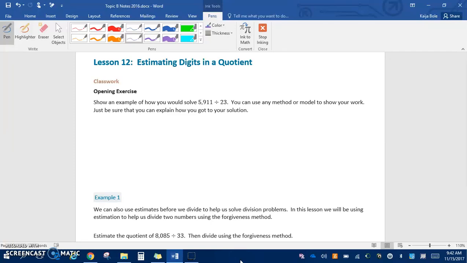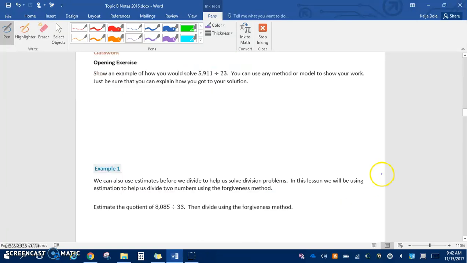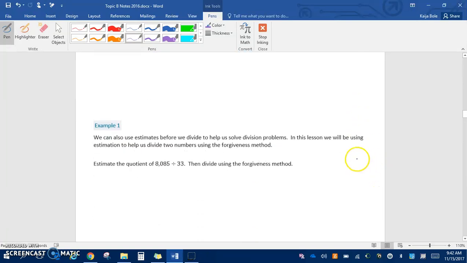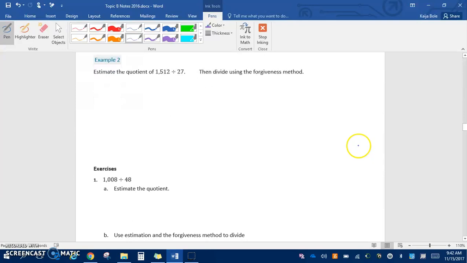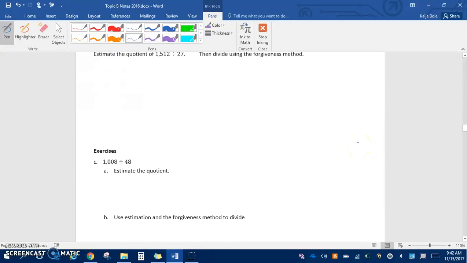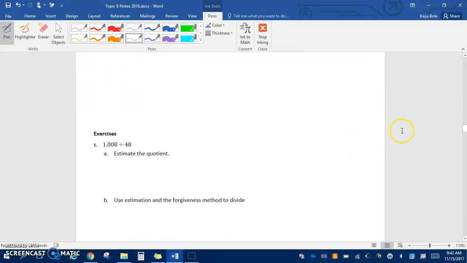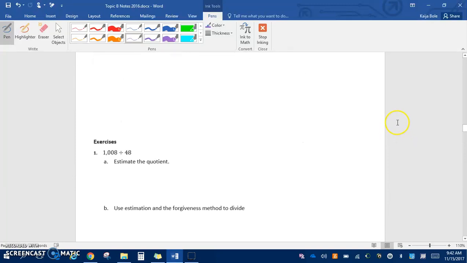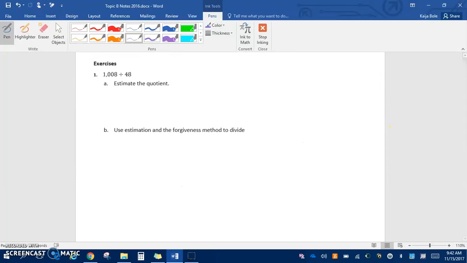Alright, so here we are on lesson 12, estimating digits in a quotient. So you should be on the lesson 12 page, but we're actually going to skip over to the next page, and we're going to skip to where it says exercise 1. Everybody find exercise 1 here where it says 1008 divided by 48.